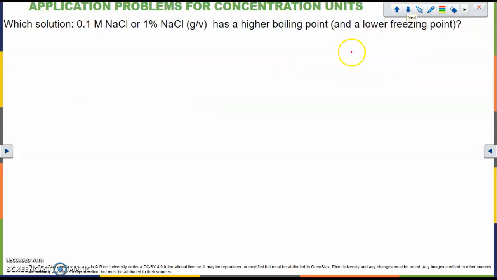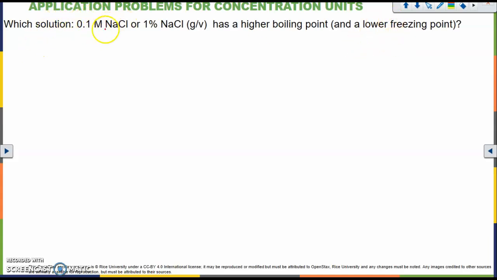All right, so the next part now is application for concentration units. So why did we do all of these percent concentrations, molarity, osmolarity? It's because we're trying to apply it to the colligative properties. What happens to the boiling point? What happens to the freezing point? What happens to the osmotic pressure?